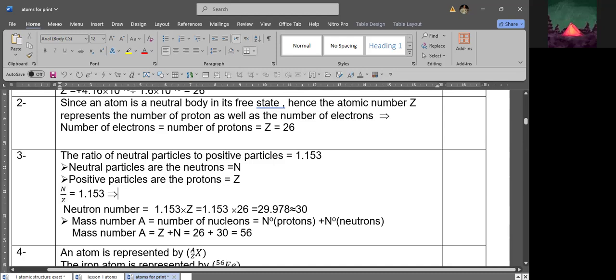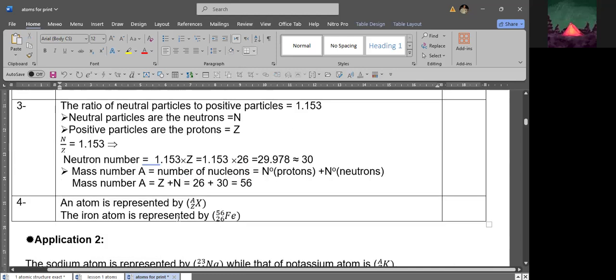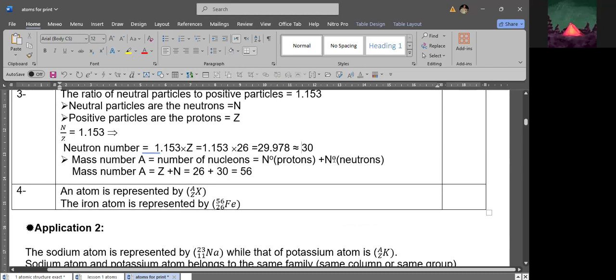So N equals 1.153 times Z, by cross multiplying. 1.153 times 26 gives 29.978. Since we're finding the number of neutrons, it should be a whole number, so we approximate to 30. What about the mass number? A is the number of nucleons, the number of protons plus the number of neutrons. The mass number A is Z plus N, which is 26 plus 30 equals 56.